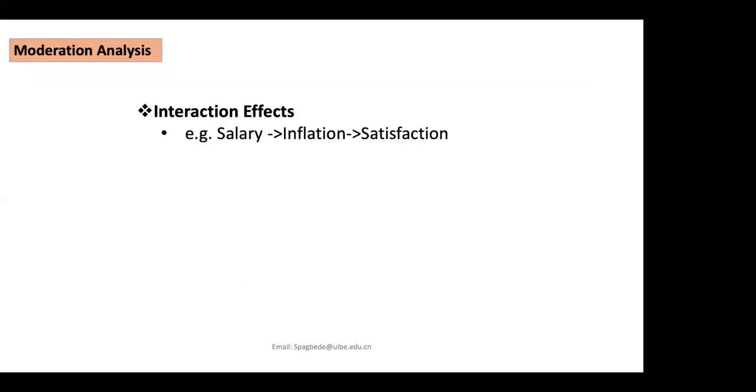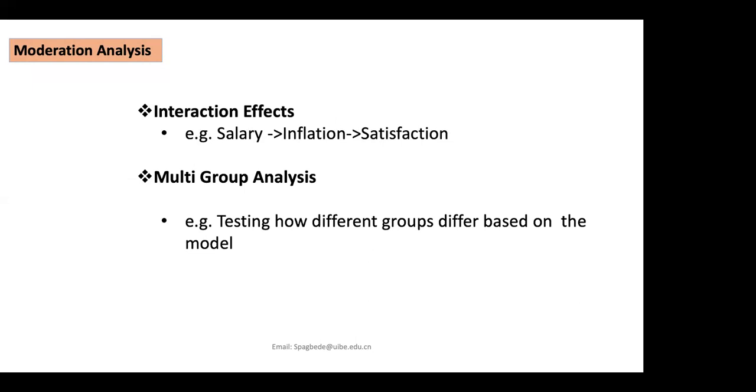So we have two types of moderation analysis. We have what we call the interaction effect. I think I use inflation to explain that. Interaction effect is if the mediating variable or the moderating variable reduces or increases the relationship.